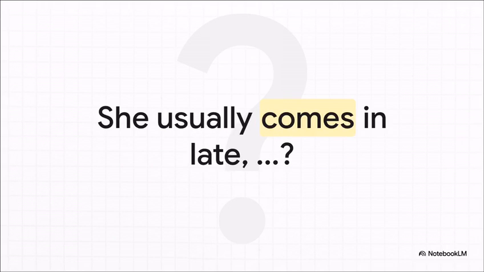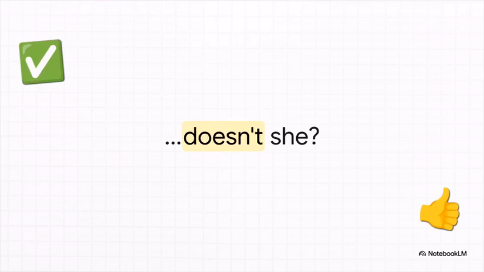Okay, pop quiz. It's your turn. How would you finish this one? She usually comes in late. What do you think? Yes, it's doesn't she. Perfect. The sentence is positive, it's in the present, and we're talking about she, so we need doesn't. See, you're totally getting the hang of this, aren't you?